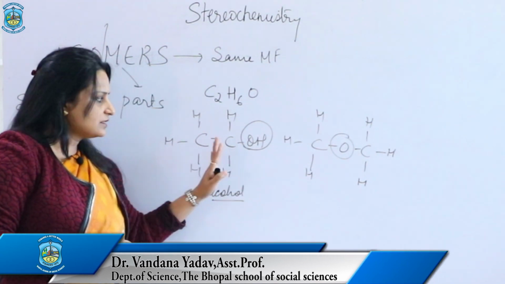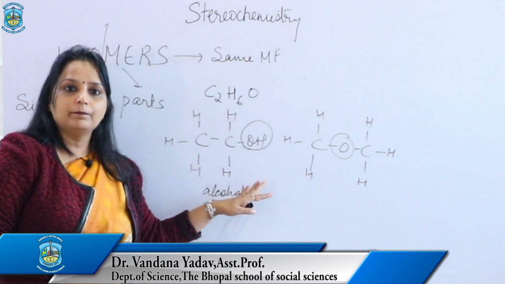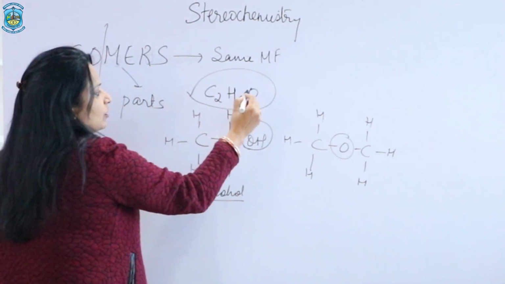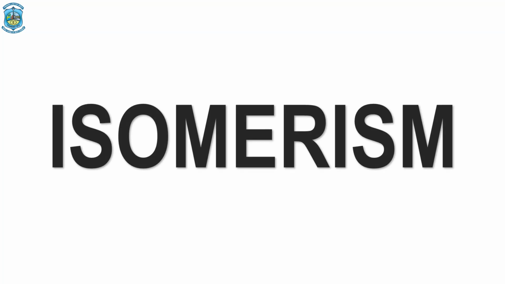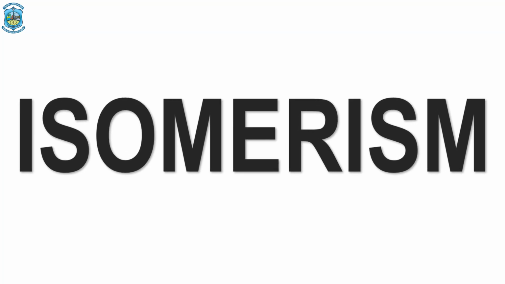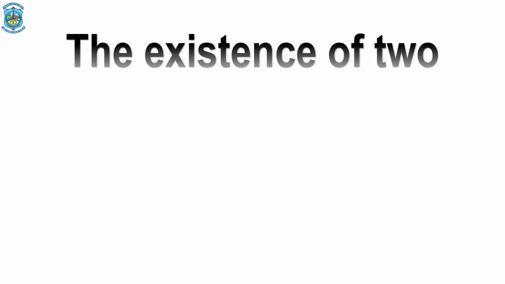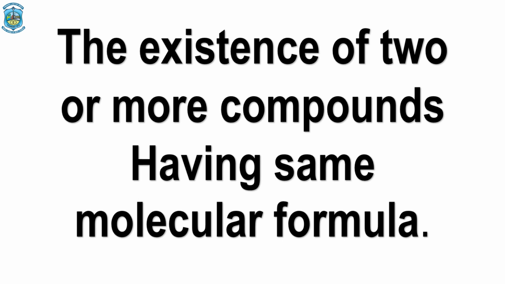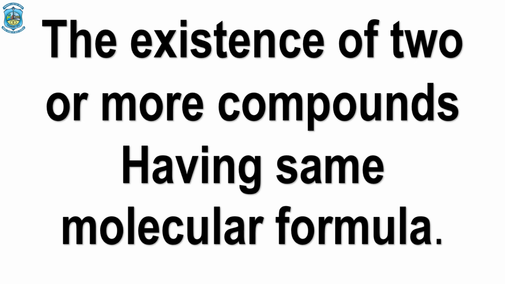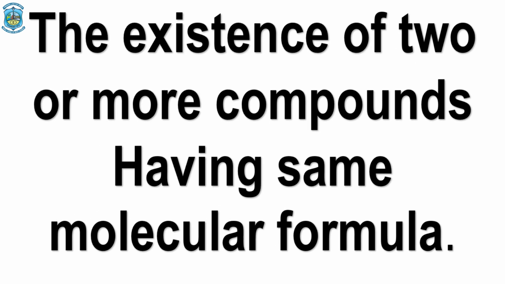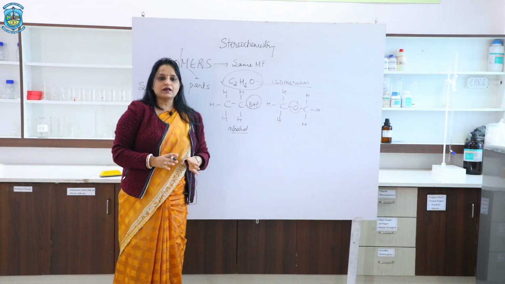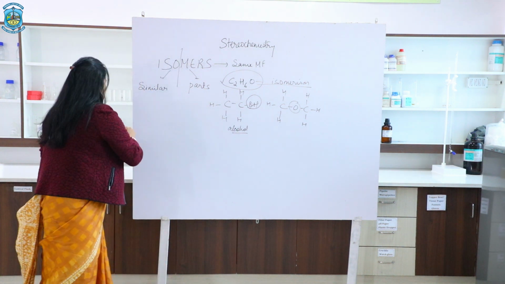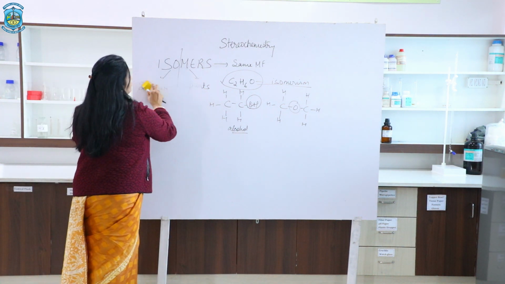So the existence of these two separate compounds with the same molecular formula is called isomerism. Coming on to the types of isomerism we encounter in organic chemistry, let's have a look at the types of isomers.